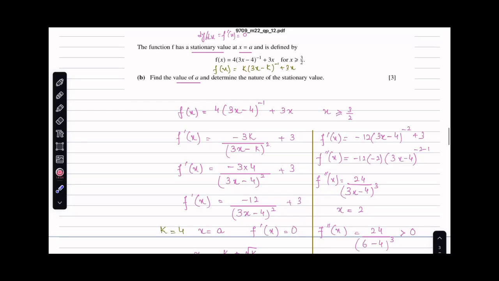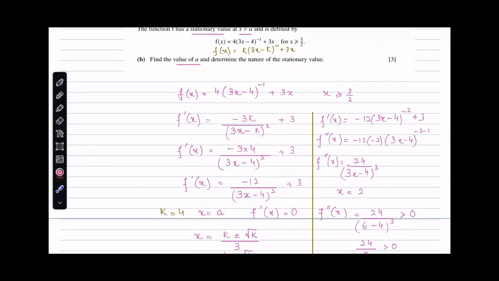After finding the value of a, they are saying determine the nature of the stationary value also. So obviously for the nature, I should be going for the second derivative. Our f prime x was equal to negative 12 times (3x minus 4) to the power negative 2, and then plus 3.